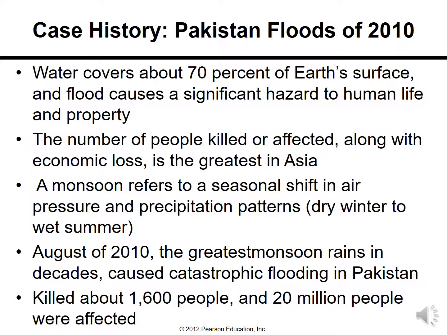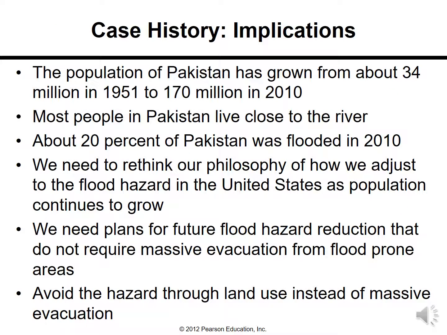In August of 2010, the greatest monsoon rains in decades caused catastrophic flooding in Pakistan. This killed about 1,600 people and 20 million people were affected. The population of Pakistan has grown from about 34 million to 170 million. Most people in Pakistan live closer to the river. About 20% of Pakistan was flooded in 2010.